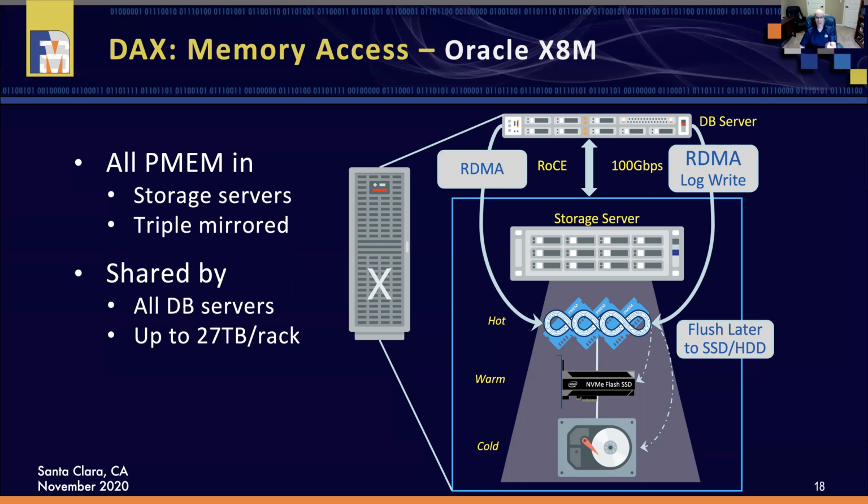They can have up to 18 racks of this stuff, up to 27 terabytes in a rack. And that's just generally, they can actually go beyond 18 racks. So in 18 racks, you get nearly half a petabyte of persistent memory, which can be very big on performance.